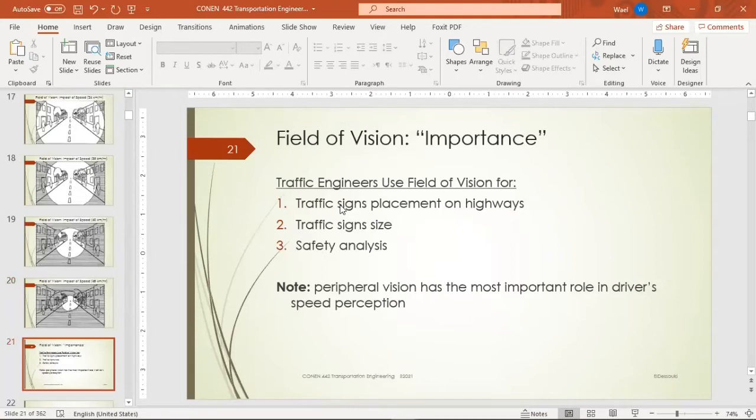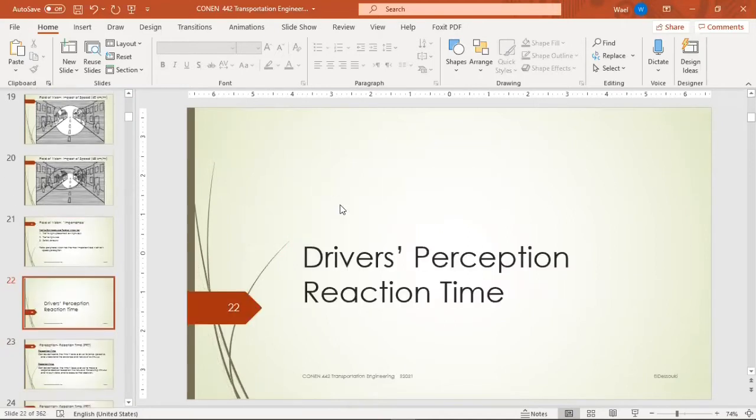Okay, why is the field of vision important? Field of vision is important for traffic engineers because they use field of vision information to do the following. First, for placement of traffic signs on the highway. For determining the size and font of traffic signs, and also for safety analysis. Okay, so that was the field of vision.